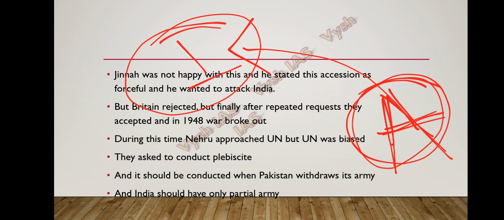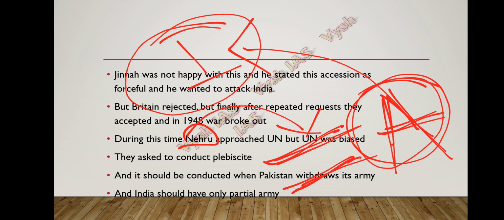So the judgment given by the UN was biased, and Nehru was an idealist, and he thought in a wrong way about the UN. He thought the UN would support him, but it didn't. The UN told that you need to conduct the plebiscite, and this plebiscite should be conducted only when Pakistan withdraws its army and India withdraws half of its army, and there should be only a partial stay of the army in that area.